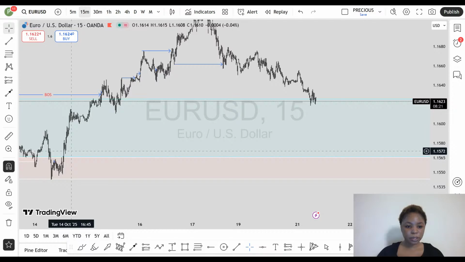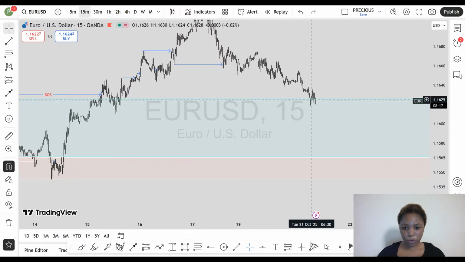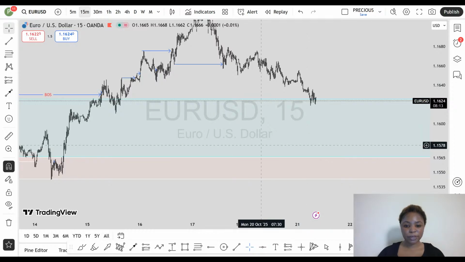You can see this is our demand level here. Price is still coming downward. So we need a change of character from this demand level here before we can buy. Do you guys understand what I'm saying?